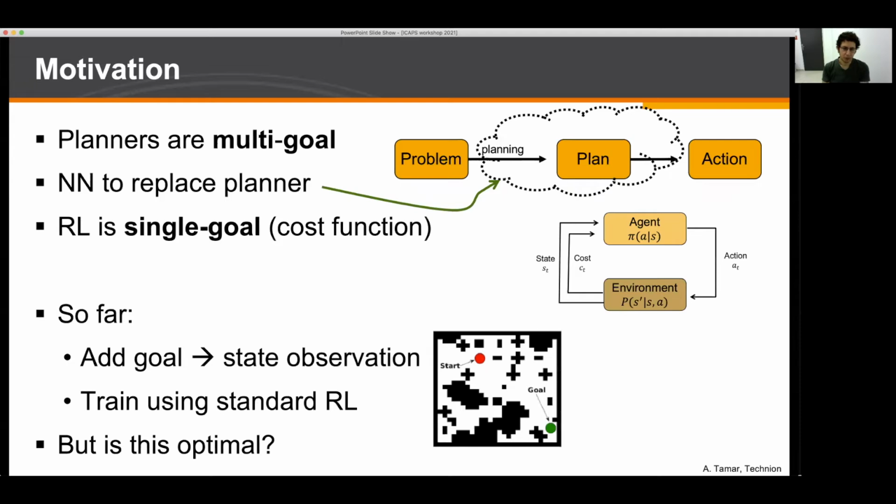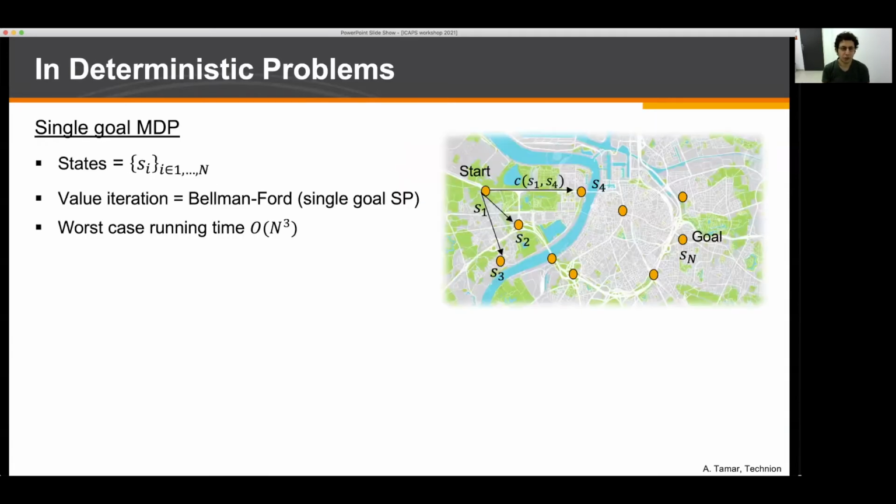Well, what we've seen so far is that we can just add the goal as a particular part of the state. So in these maps, we saw both the current position and the goal position. And then you can just run some RL algorithms on it. So this can work, but the question is whether this is the optimal thing to do. So let me give you some motivation why it shouldn't be.